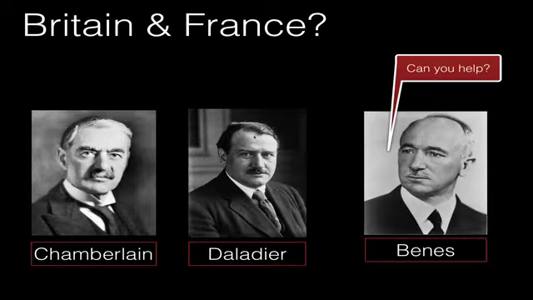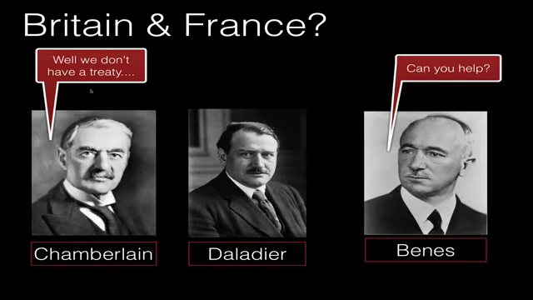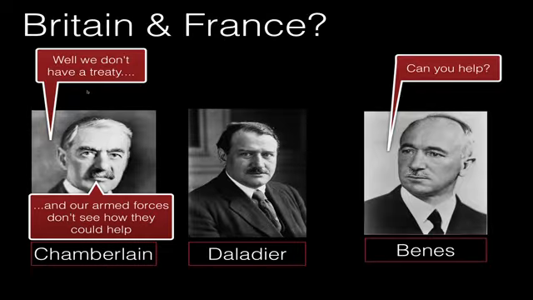And this is the response that he got. Chamberlain was the British Prime Minister at the time, and he pointed out that, well, they didn't really have a formal treaty with Czechoslovakia, which would force them to help. And realistically, the armed forces of Britain, they didn't feel they were ready to get into a war with Germany, and they couldn't see how they could get troops out to Czechoslovakia in the heart of Europe.